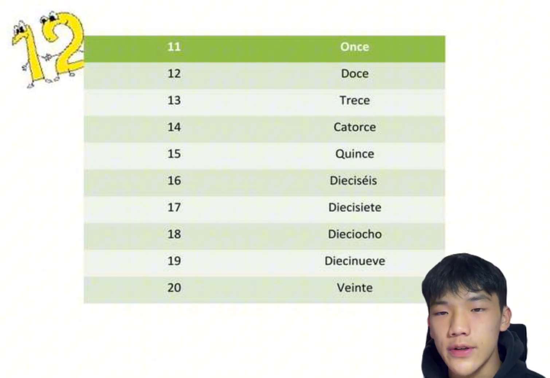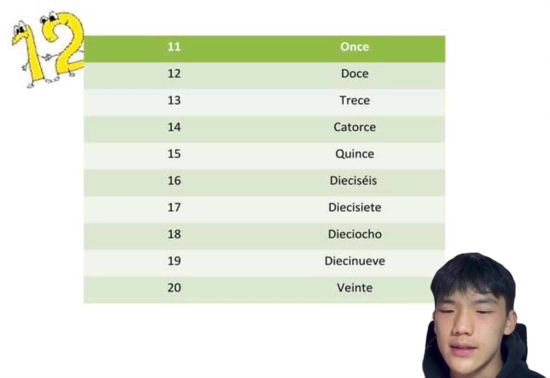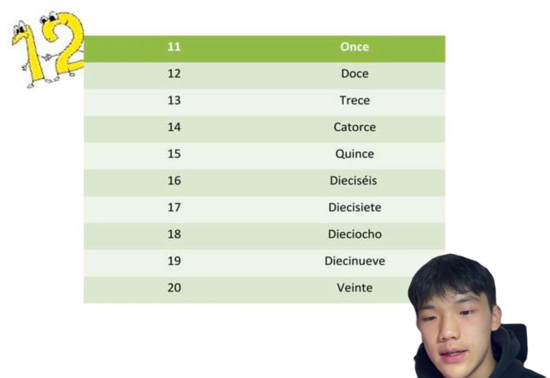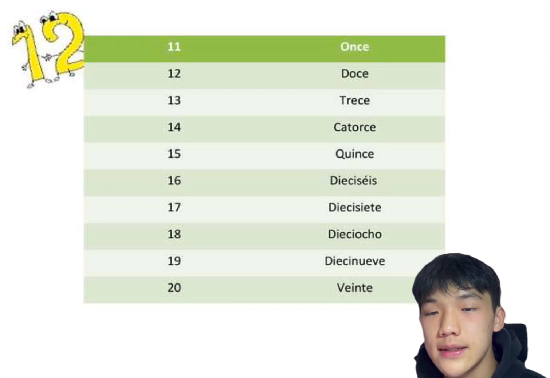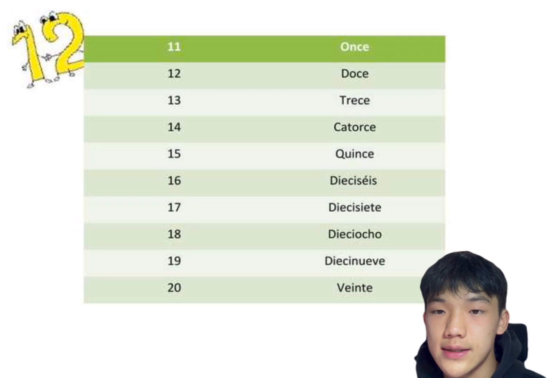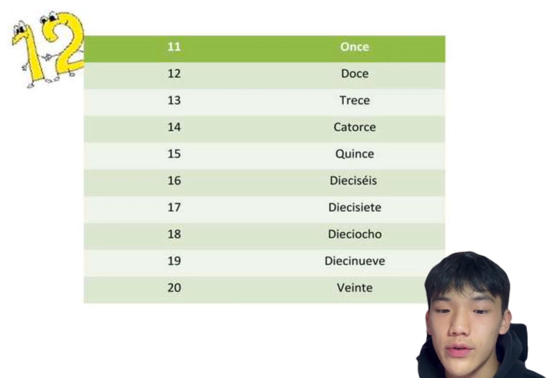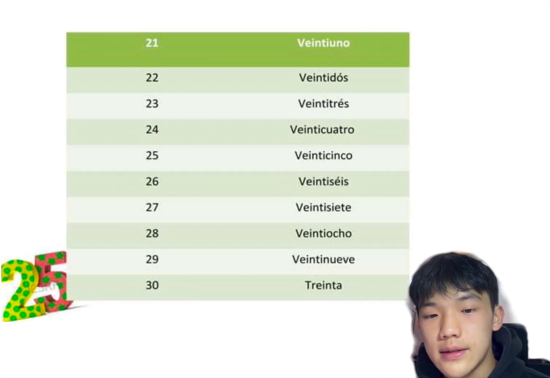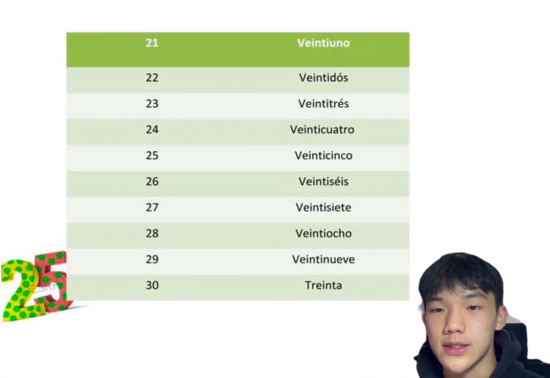However, for 11 and 12, you can't really say "diez y uno" or "diez y dos." 11 to 15 have their own names for their numbers. Then 16 is diecisésis, 17 is diecisiete, 18 is dieciocho, 19 is diecinueve, and 20 is veinte. Then this is where you really see the pattern starting to take form.